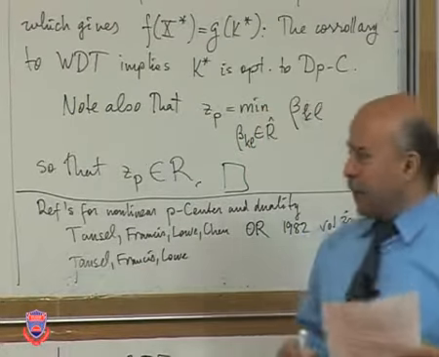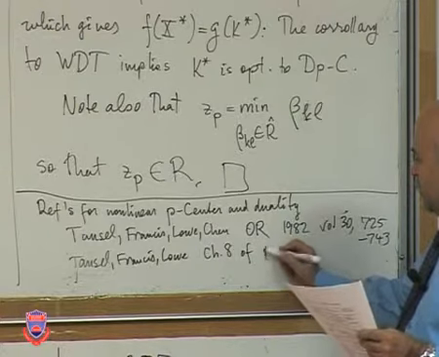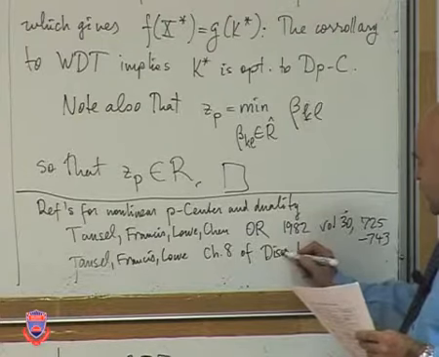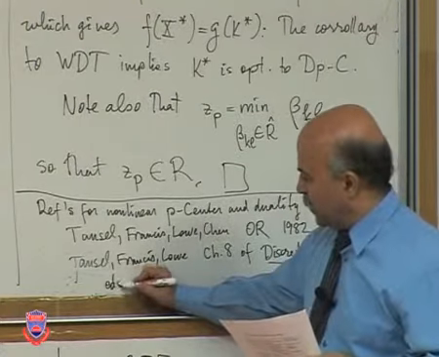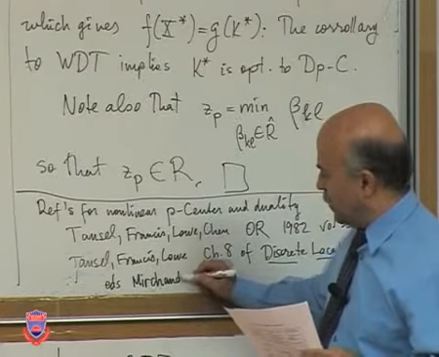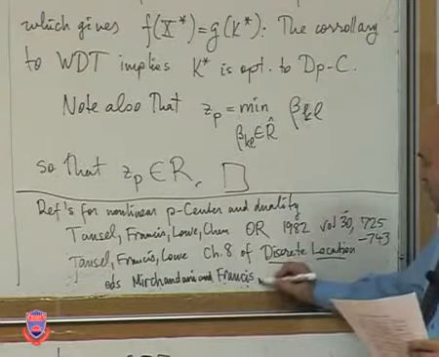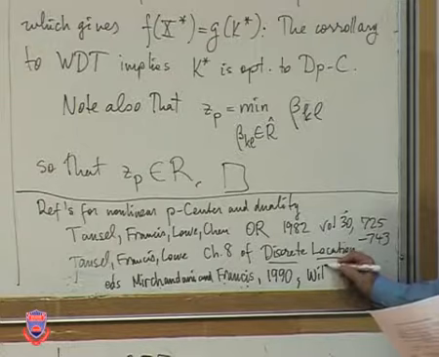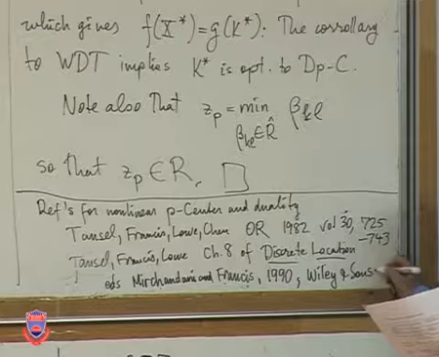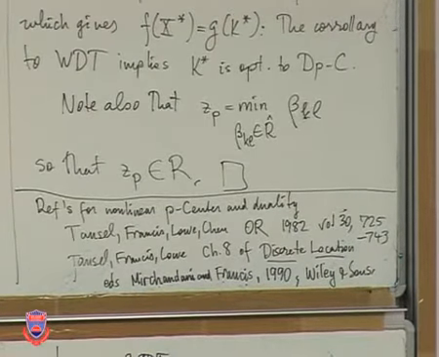And the other reference is also by Tansel, Francis, Lau. This time there is no Chen. This one is chapter 8 of the book Discrete Location, a book edited by Mirchandani and Francis. Publication date is 1990, published by Wiley and Sons. I think this book chapter is more instructive, because when you write things for books, you spend more time explaining stuff. In papers, you don't have that much time.